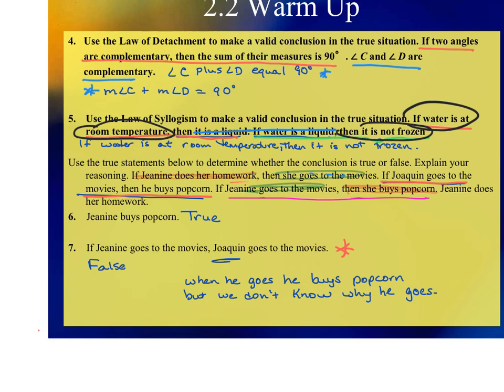And then now the... And it's false because one isn't dependent on the other to go to the movies, right? Right. All we know is he buys popcorn. We don't know if he goes because Jeannie goes. They're not related. Thank you. You're welcome. All right, let's try 2-3.